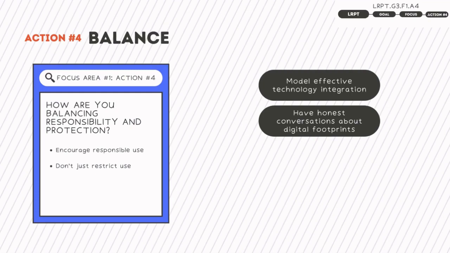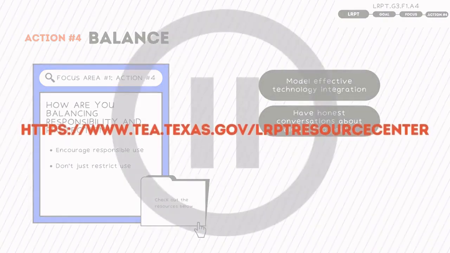It is our job to provide space in their education that allows them to safely learn responsible use in a developmentally appropriate way. Creating this type of balanced space could include modeling effective technology integration into the classroom experience and having honest conversations about digital footprints and the natural consequences and benefits of a digital life. Use the resources below for more ideas on creating the balance between responsibility and protection for your learners. Pause the video here to reflect on how you are providing this balance.